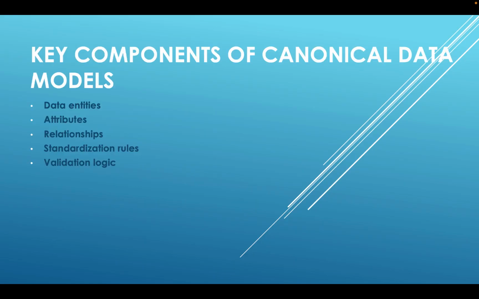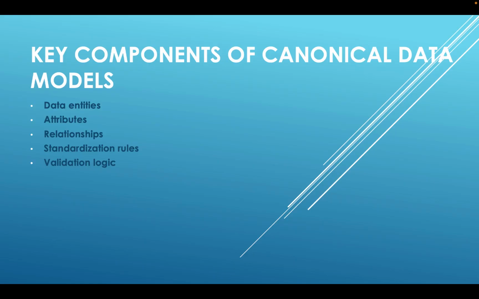Now, what are the key components of any canonical model? We have data entities, which I've shown you an example of earlier, attributes, relationships, standardization rules, and validation logic. We put all those things into any canonical model. Data entities represent real-world objects like customer, product, or invoice. Each entity is defined and reused across services and systems. So if Salesforce understands it, similarly Maximo understands it.